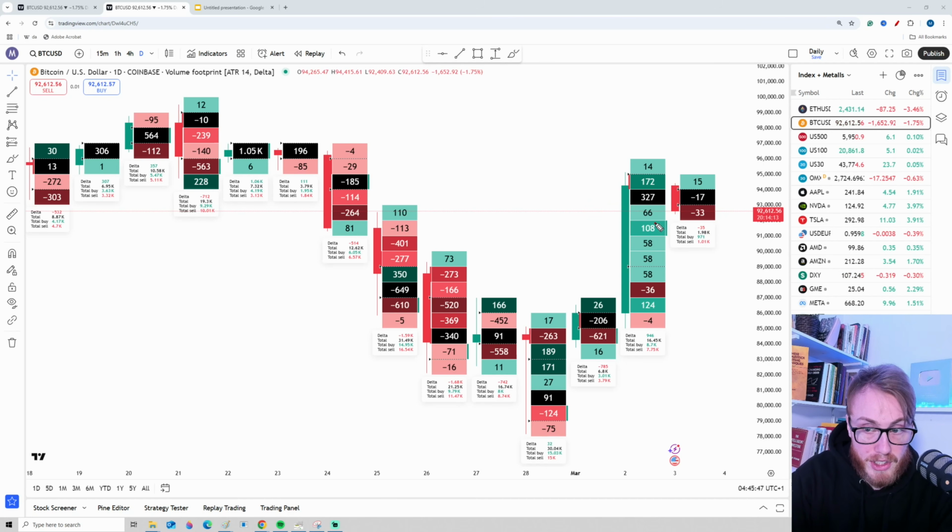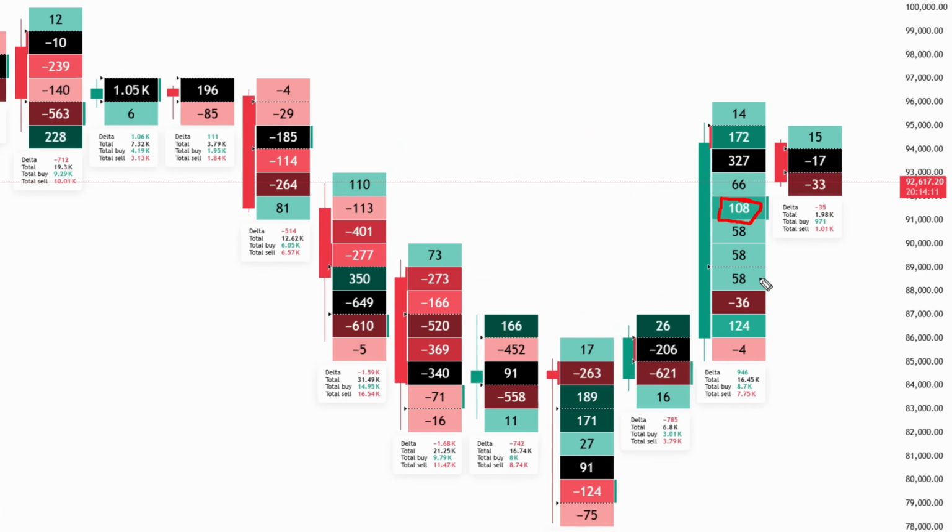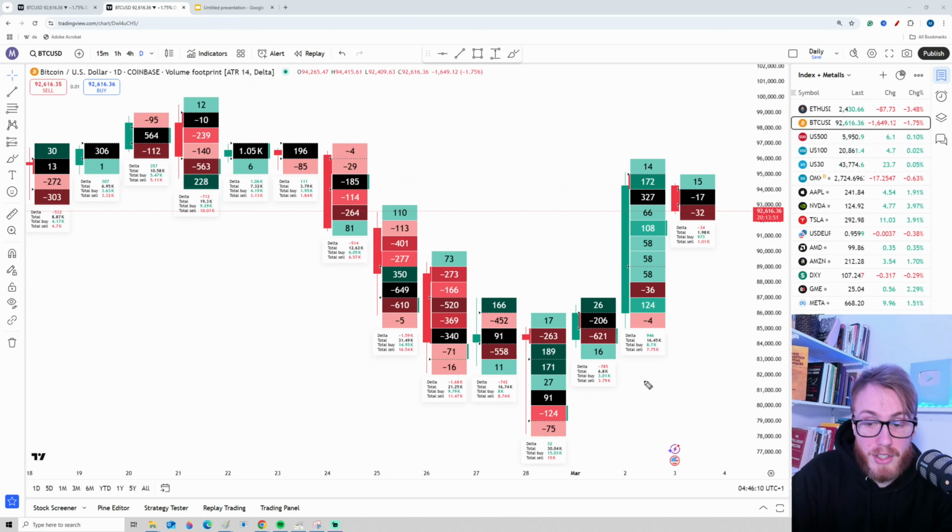So for example, to understand this, if it says 108, it means that we had 108 more buying volume compared to selling volume. So you can, for example, see that for pretty much this whole green candle, the buyers were in full control. It was a bit shaky for a while down here with 36, but the buyers were in full control. And now, if you want more information, you can look at these numbers below the candles to get the total buy, the total sell, and of course the total delta as well.